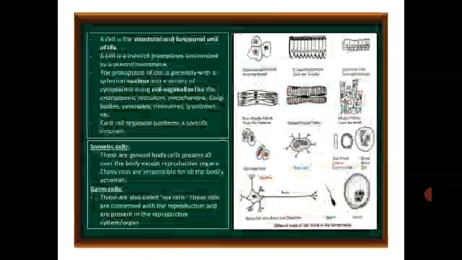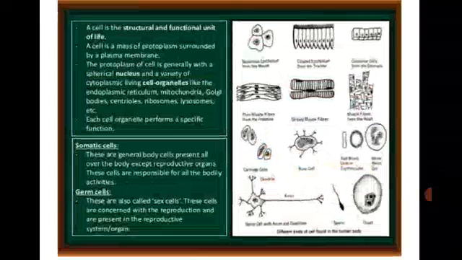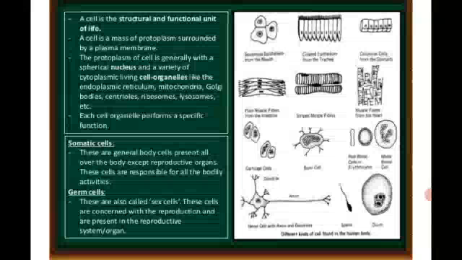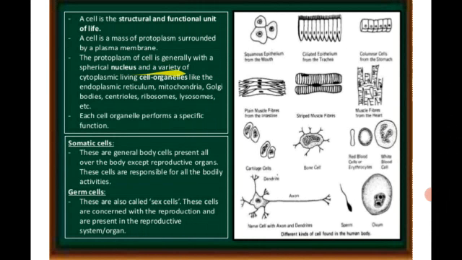And here you may see a cell is the structural and functional unit of life. It's a basic definition. Cell structure and function. What is meant by structure and function? It means if you want to study the structure of the body, it will be according to its function. A cell is a mass of protoplasm surrounded by the plasma membrane. The protoplasm generally has a spherical nucleus and a variety of cytoplasmic living cell organelles like the endoplasmic reticulum, mitochondria, Golgi bodies, centrioles, ribosomes, lysosomes, etc. All these you have studied previously.